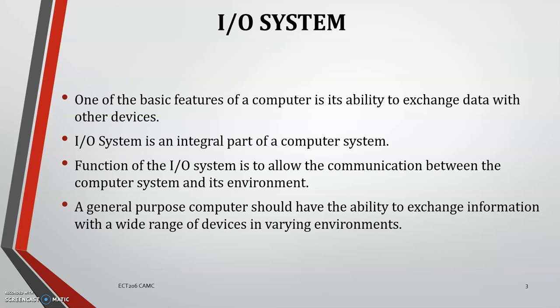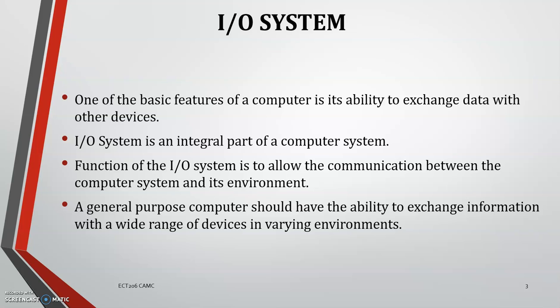First one, that is the input-output system. One of the basic features of a computer system is its ability to exchange data with other devices. That is, data is transferred between the processor, the memory, and the external devices connected to the system. So an I/O device means any external input or output device that is connected to the system. For example, we connect a scanner, a printer, etc. These are the I/O devices that will be connected to the system.